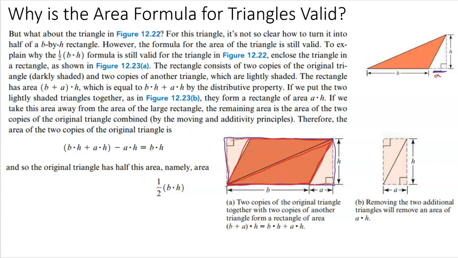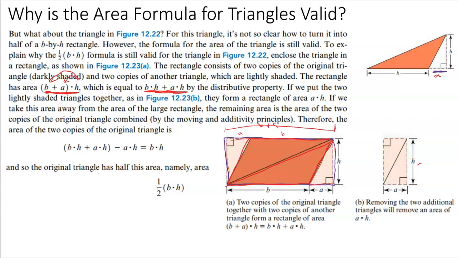And so this whole length here is B plus A, or A plus B, but we could say B plus A times H, just length times width. So when we multiply B plus A times H, if we distribute that, we get B times H plus A times H. So that is the area of this giant rectangle. If we put the 2 lightly shaded triangles together, they form their own little rectangle, A times H, and that has an area of A times H.